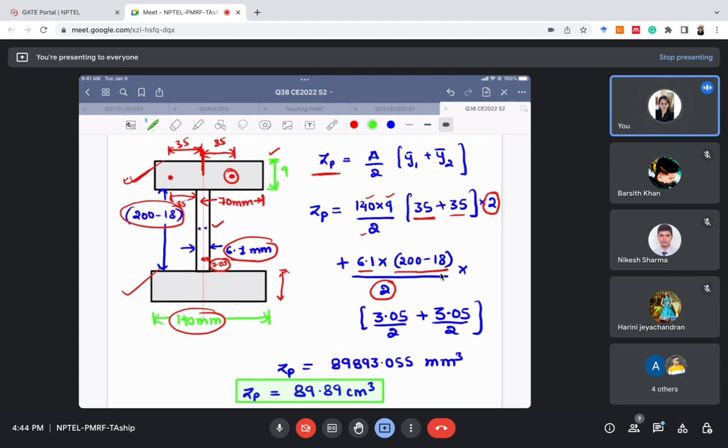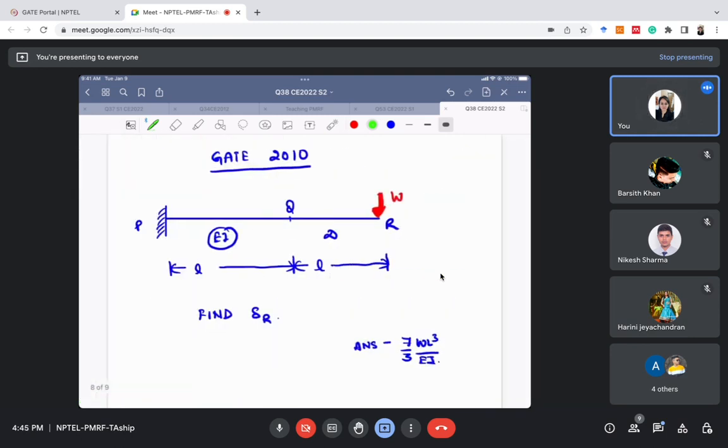The other thing I want to discuss today is regarding deflection of beam, because I'm repeatedly saying that it is a very important topic, deflection of beam. Okay, so it's a GATE 2010 question.